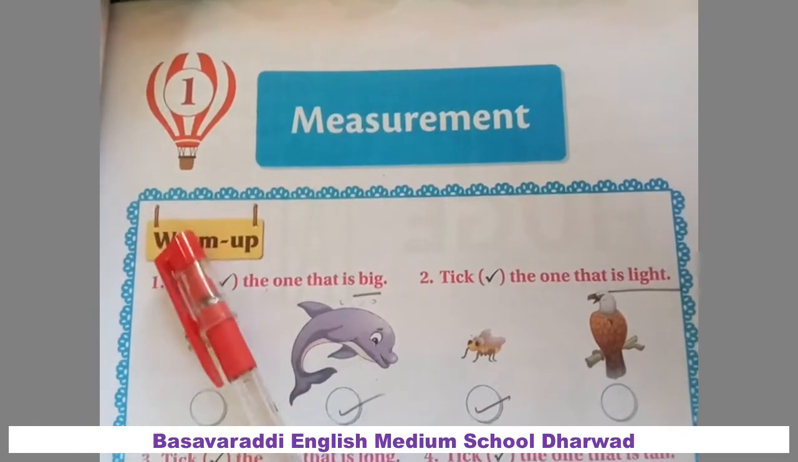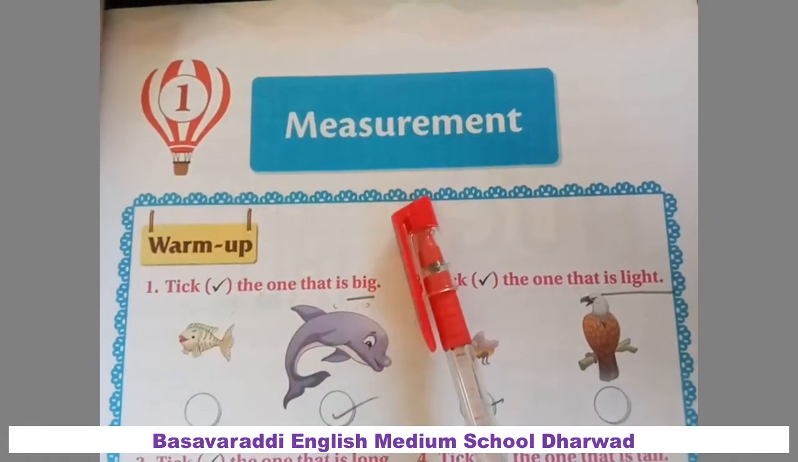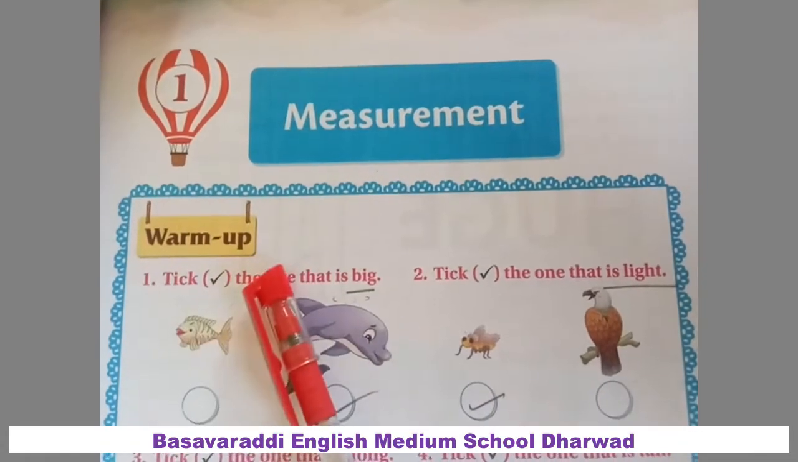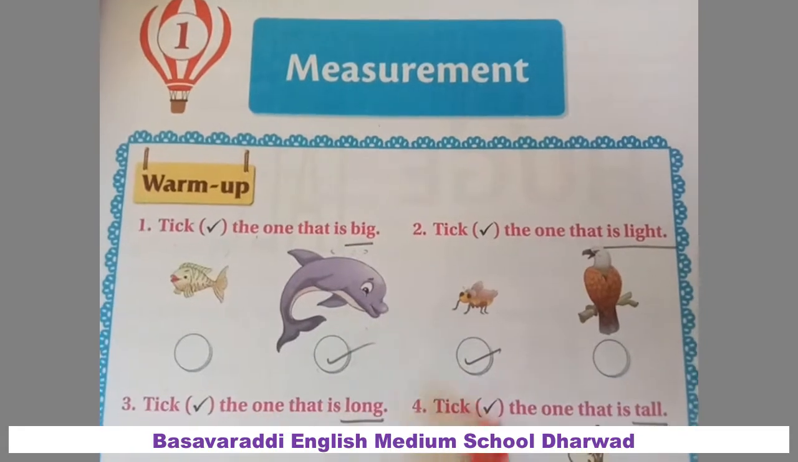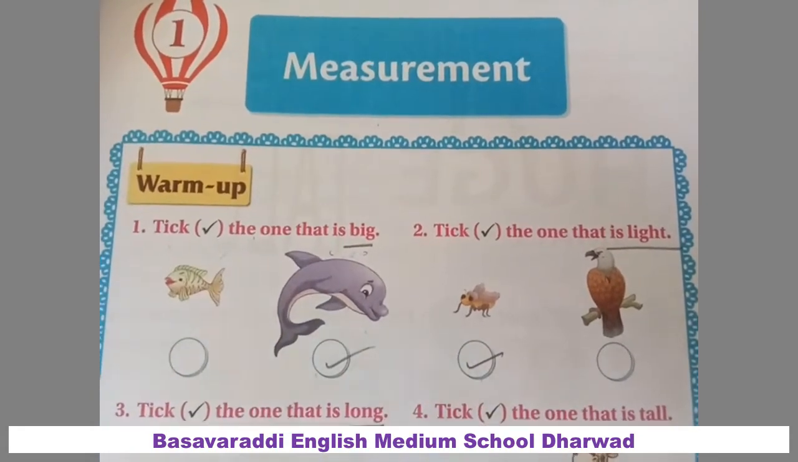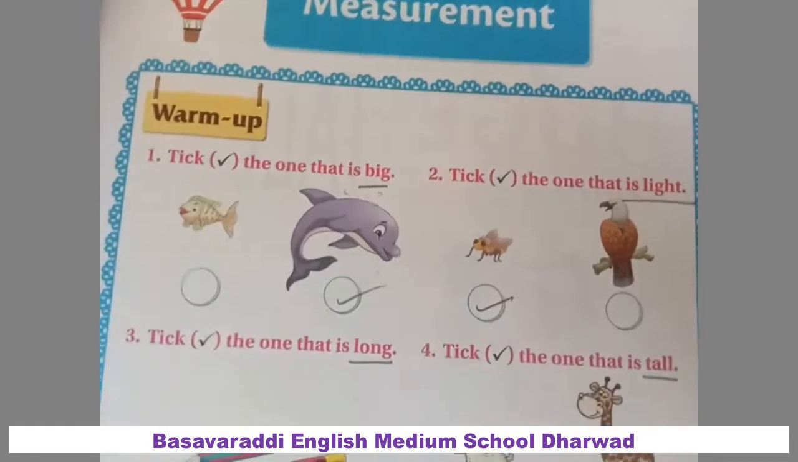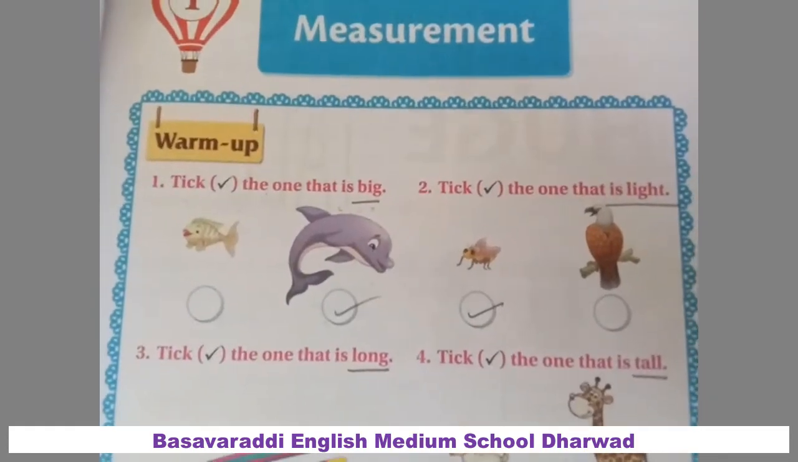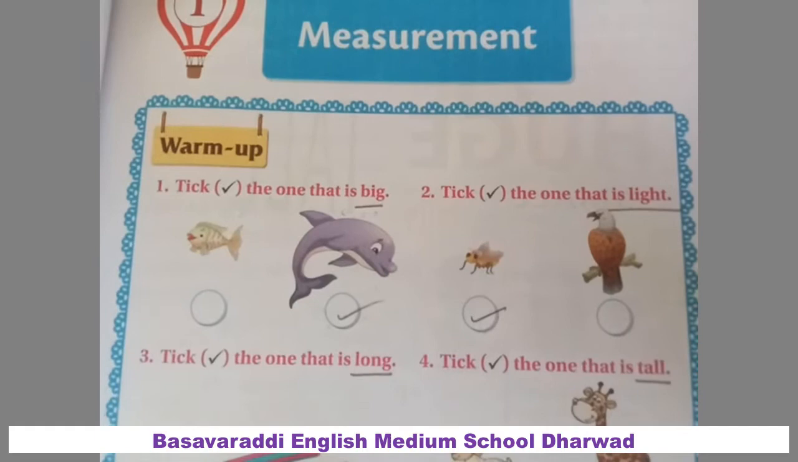Semester maths, first chapter: measurement. Warm up. Here there are pictures, and you have to find out which is bigger, which is lighter, which is longer and which is taller. Then what is this? We are finding the measurement.